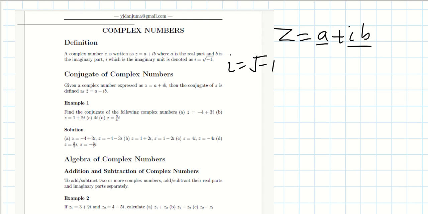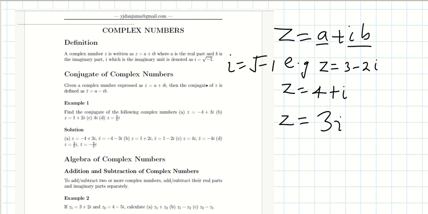So examples of complex numbers: we can have z equals 3 minus 2i. This is an example of a complex number. z equals 4 plus i. This is an example of a complex number. z equals 3i. This is an example of a complex number. We can have as many as we want.